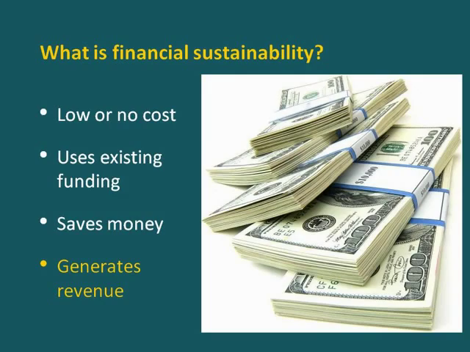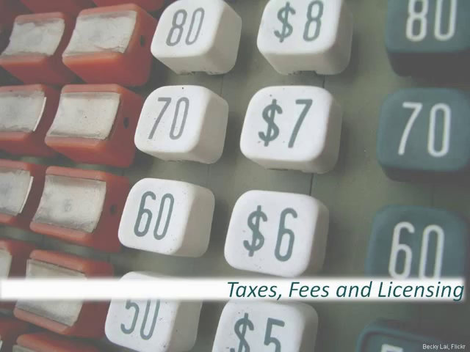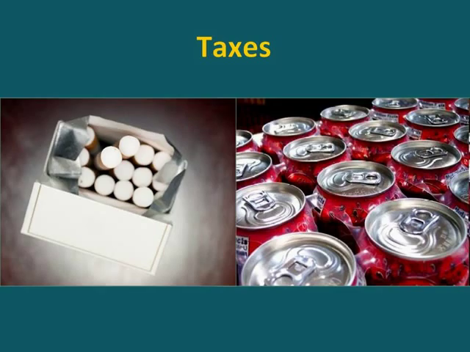The final aspect of financial sustainability is that your policy can actually generate revenue in order to pay for itself. And the primary policies in this category are taxes, fees, and licensing. I think we're all familiar with taxes, for better or for worse. Every state and the federal government has a cigarette tax, and now we've heard a lot of interest in enacting a similar tax on sugar-sweetened beverages.